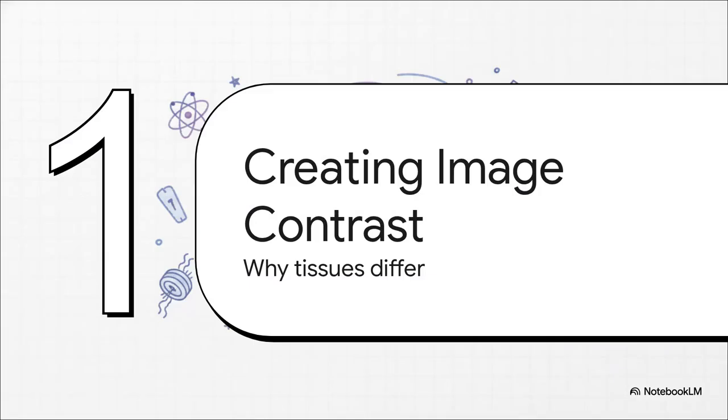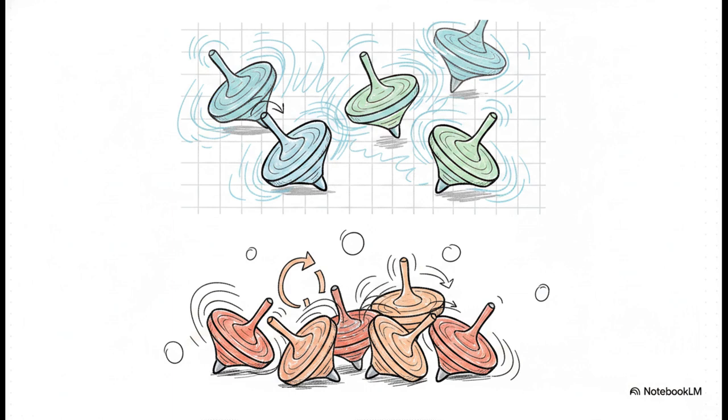Section 3. Creating image contrast. Why different tissues look different in an MRI. All right, so we've successfully got a signal. But those protons don't just stay tipped over forever. As they return to their comfortable equilibrium, 2 totally distinct relaxation processes happen at the exact same time.